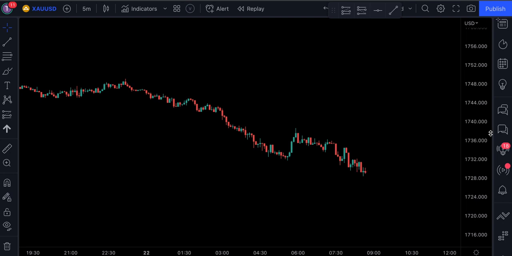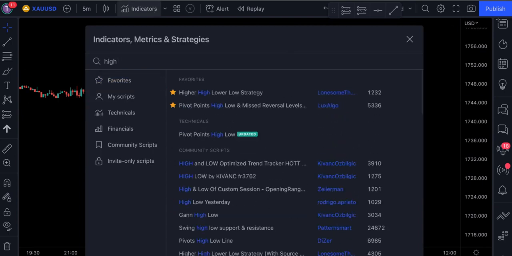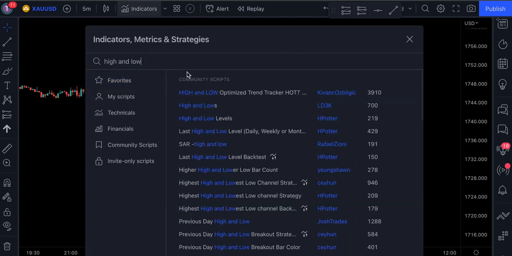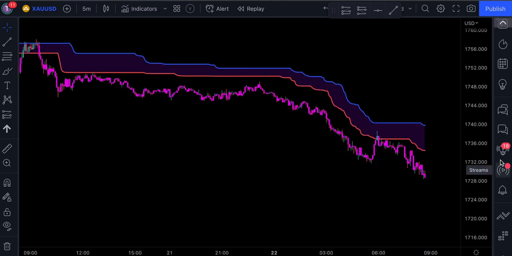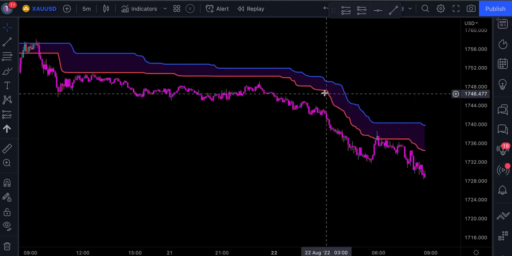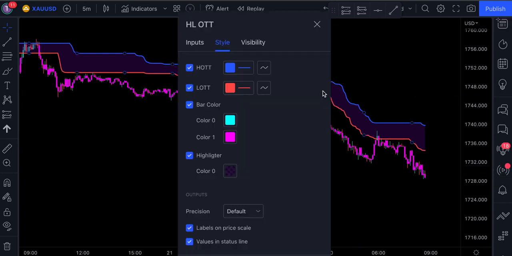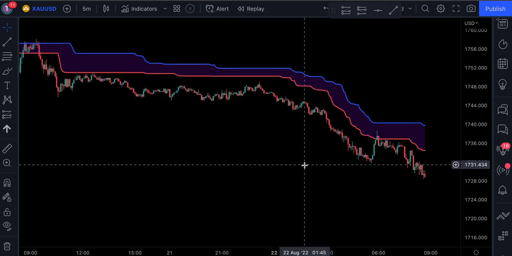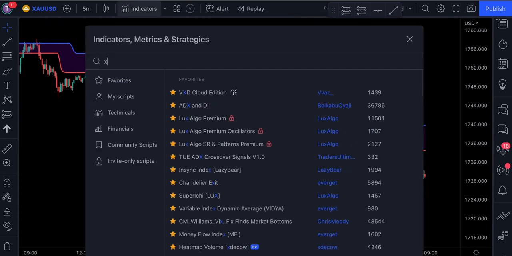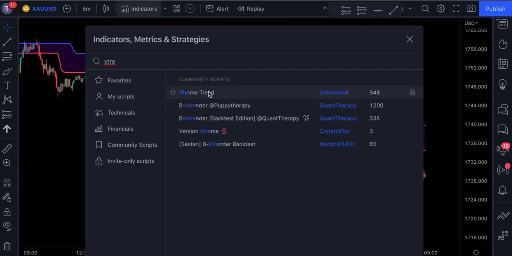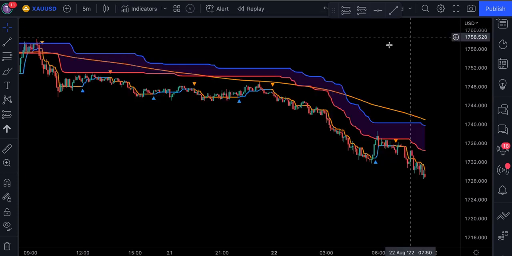Now let's go over to our indicators and type in high and low. And now let's select this indicator named High and Low Optimized Trend Tracker by Keyvan Ozbilgic. This indicator looks very similar to the Ichimoku cloud, so let's access its settings, and in the style section let's disable the bar colors. And for our second indicator we're going to add Extreme Trend. Let's also change its settings.